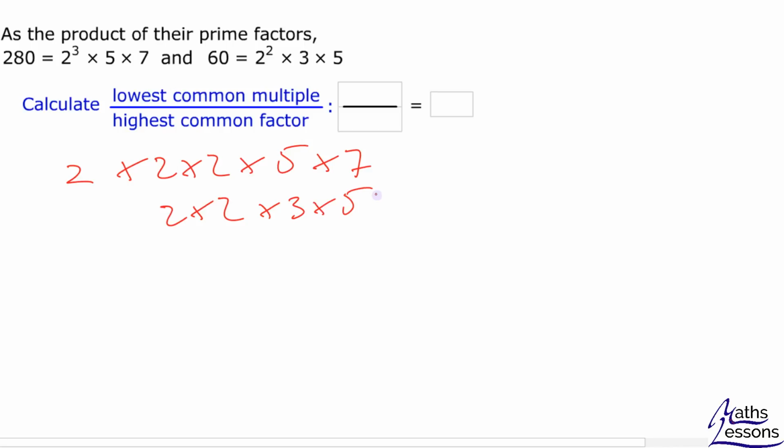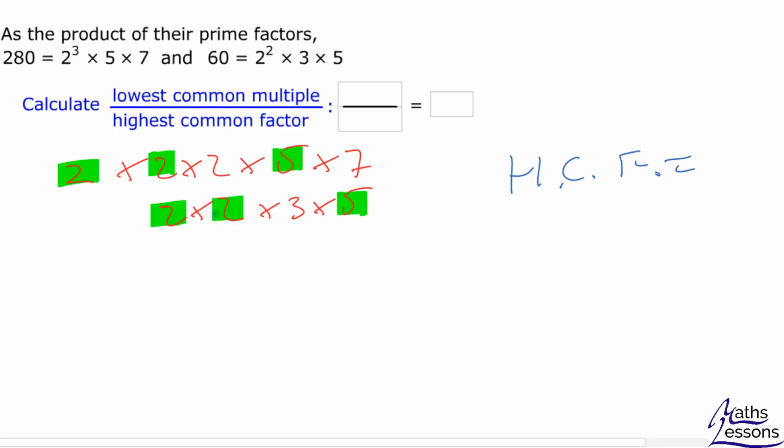So to find the highest common factor, we want to see what goes into both. Well, there's a 2 and a 2 that's common to both, and another 2 and another 2 that's common to both. And there's a 5 and a 5 that's common to both. So that gives us our highest common factor. So our HCF is equal to 2 times 2 is 4 times 5 is 20.